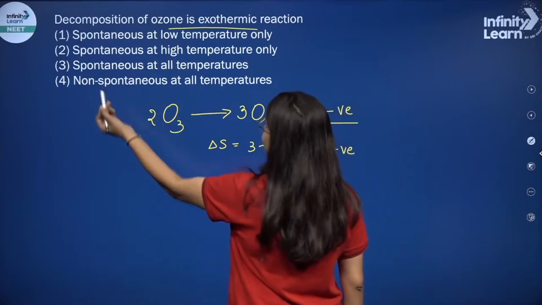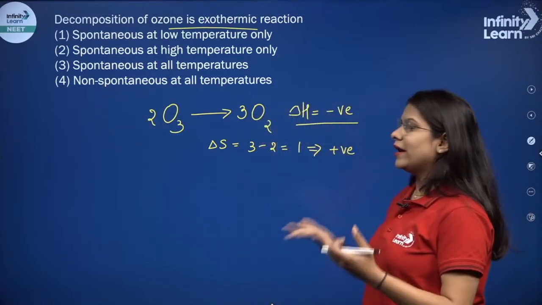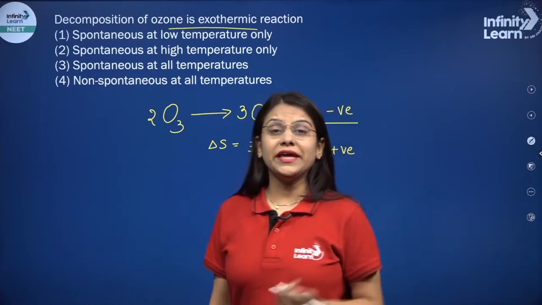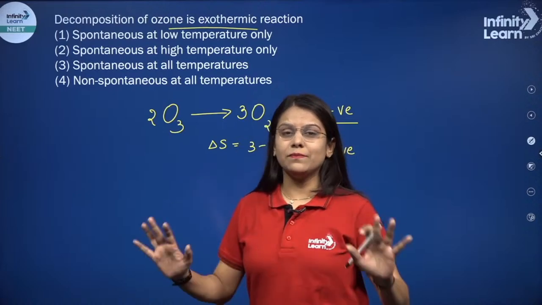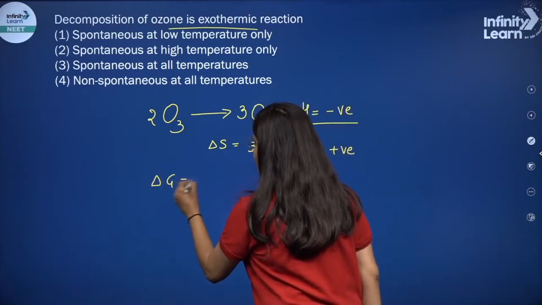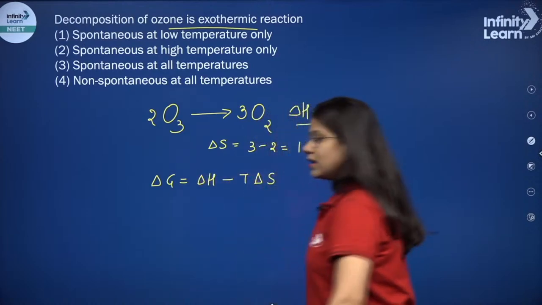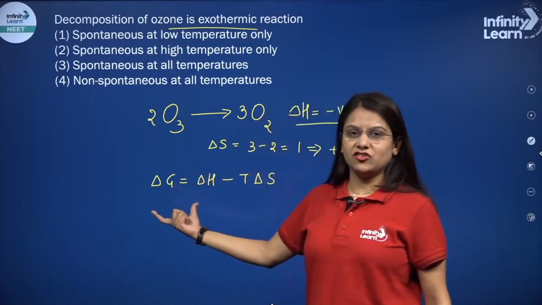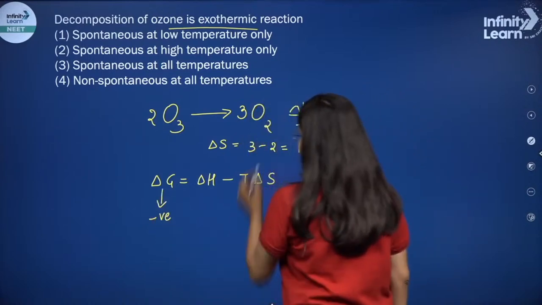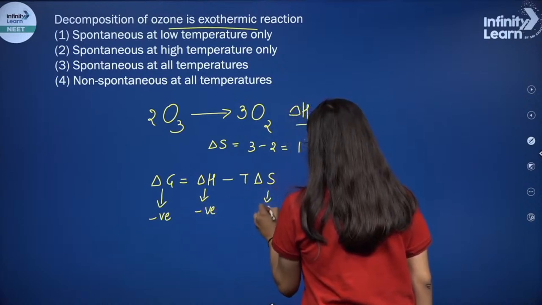Now, let's see the options. The reaction will be spontaneous at low temperature or at high temperature. So how can we identify the spontaneity of a reaction? Very simple. I'll write the formula. G is delta H minus T delta S. Now what is this? It gives the free energy change. So for a spontaneous reaction, we want this to be negative. In this condition, what is delta H? It is negative. And this is positive.